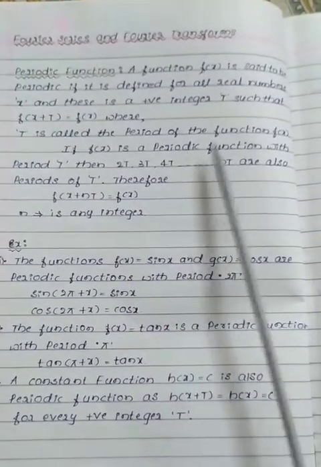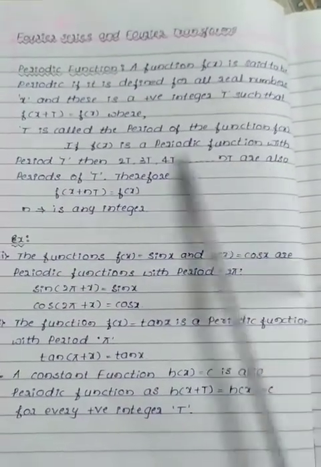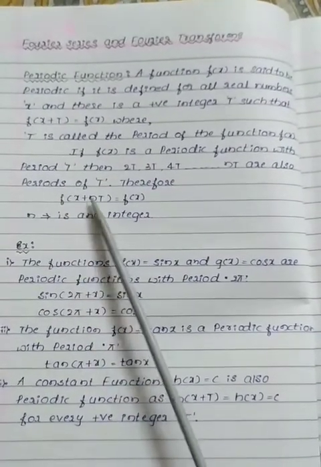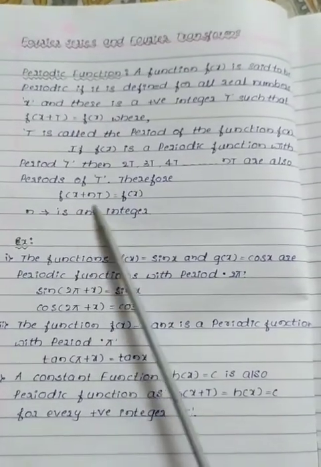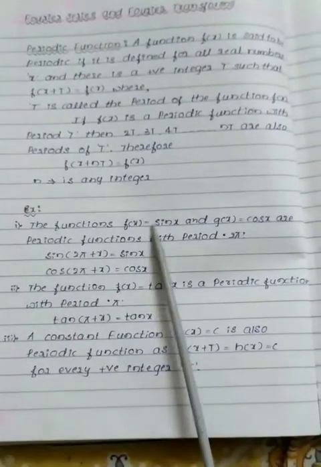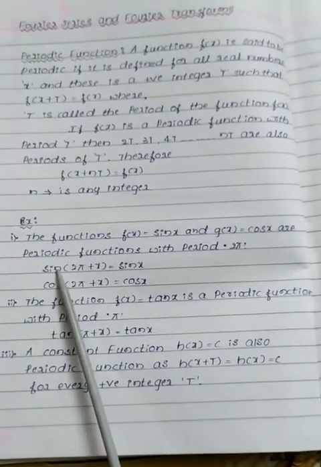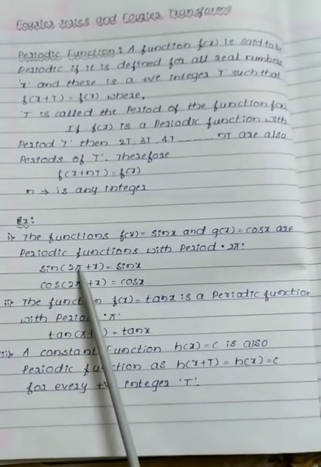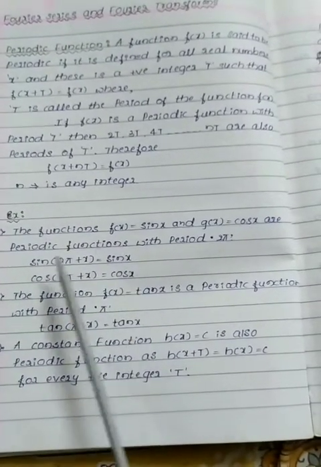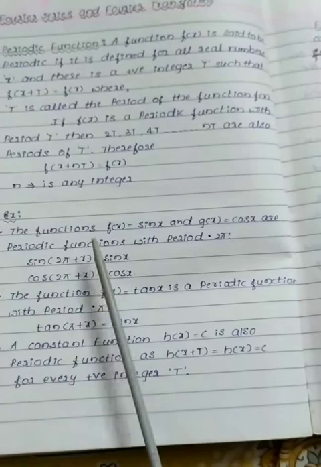If f of x is a periodic function with time period T, then 2T, 3T, 4T, and so on up to nT is also a period of the function. Therefore, generally, f of x plus nT is equal to f of x once again. That type of function is said to be a periodic function. For example, here, the function f of x equals sin x, or g of x equals cos x. See here, if we add the time period 2 pi, sin of 2 pi plus x is once again sin x. If you add the time period, we get the same function. That type of function is said to be a periodic function.